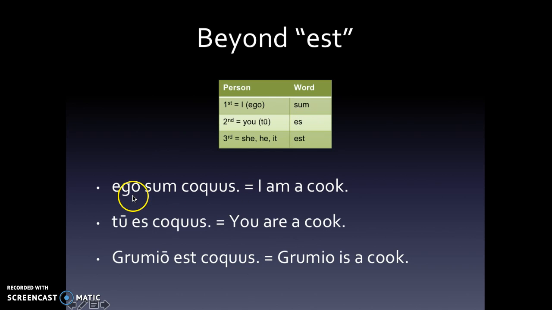So as a linking verb, ego sum kokuis. Ego is nominative, kokuis is nominative. I am a cook. Tu es kokuis. Tu is nominative. Es is our linking verb. Kokuis is nominative. You are a cook. Grumio est kokuis. Grumio is nominative. Est is a linking verb. Kokuis is also nominative. Grumio is a cook.